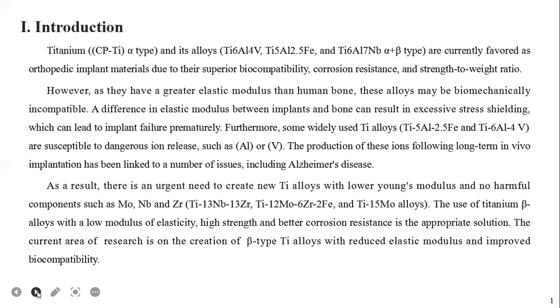The current area of research is the creation of beta-type titanium alloys with a reduced elastic modulus and improved biocompatibility. The aim of this study is to investigate the effect of added element content and sintering temperature on the structural and mechanical behavior of beta-type binary and ternary titanium alloys manufactured by mechanical alloying method from elemental powders of titanium and other elements stabilizing the beta phase for orthopedic application.